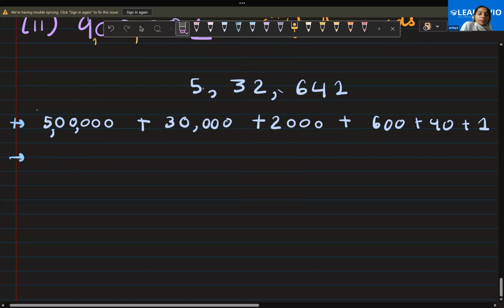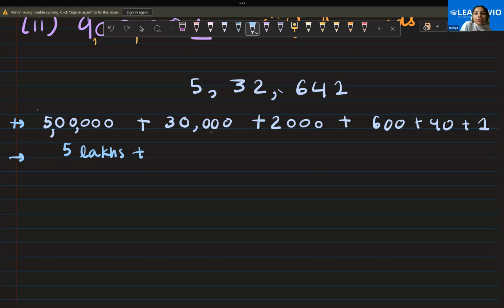Let me write it again. So 5 lakh plus, what is the place value of this? 30,000. Yes. So I will not write it as 30,000. I will write it as 3 10,000. The place value of 3 is 10,000, right? So I'll write it as 3 10,000 plus, what is the next one? 2,000. Yes. So I'll write it as just 2, 2,000.